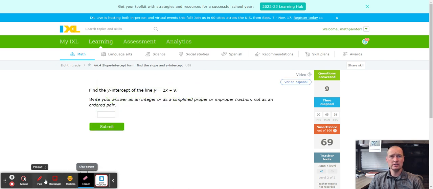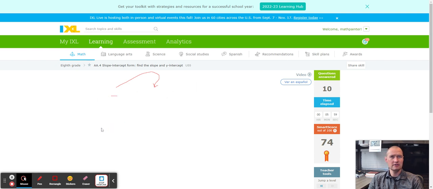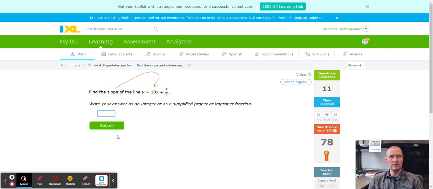We got y-intercept. Y-intercept is going to be the -9 because that's the value without the x, -9. Next up, we got slope. Slope is going to be the fraction in front of the x. So we got 9/13. So then now we have write your answer as an integer.